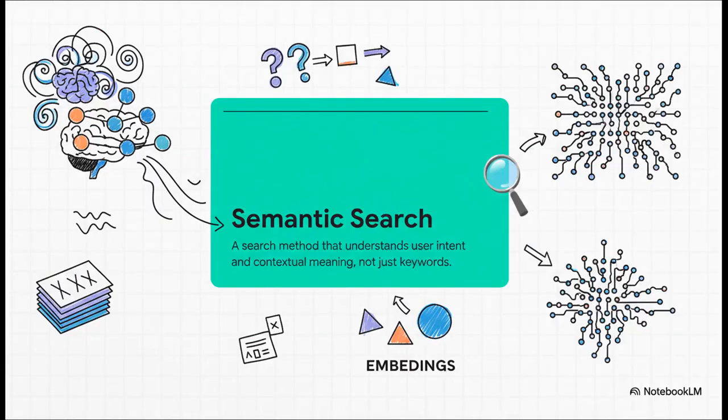So, the real magic behind all this? It's something called semantic search. Instead of just looking for keywords, like a regular old search engine, it actually converts your documents and your question into these things called embeddings. You can think of them as numerical fingerprints for meaning. This is what lets it find the most relevant stuff, even if the text doesn't use the exact same words you used in your question.